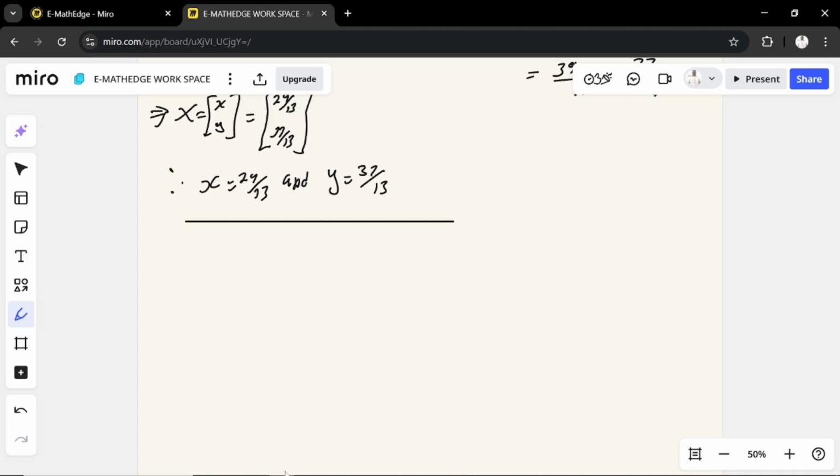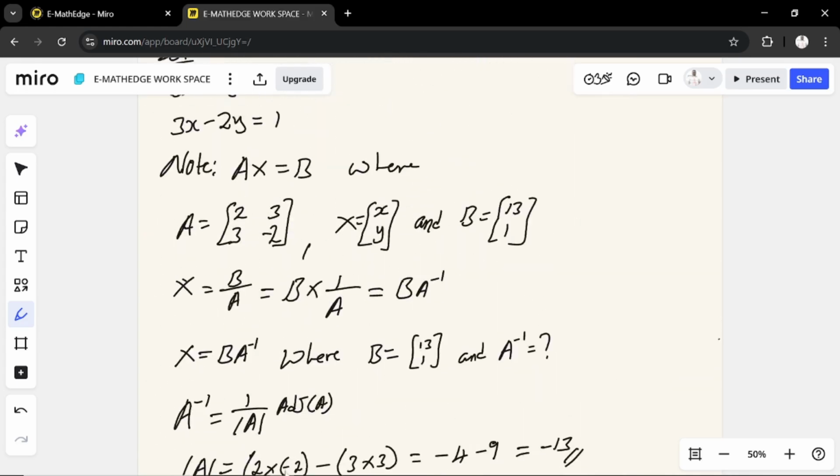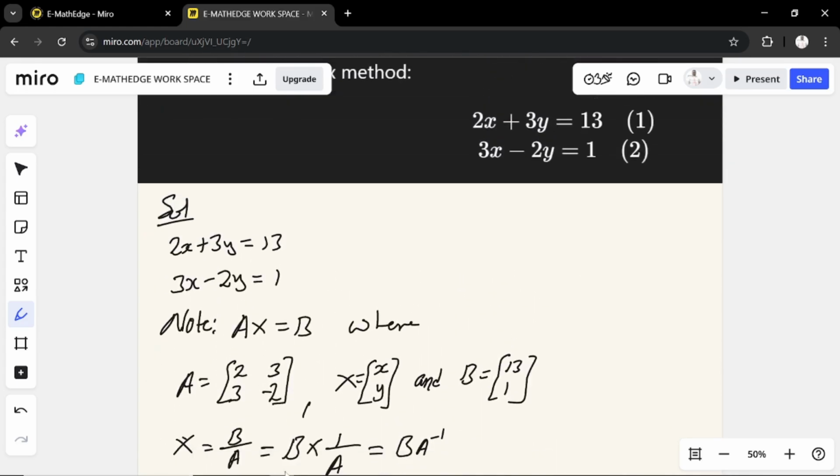So to further go ahead and check if our answer is correct, all we are going to do is to substitute this value of X and Y into any of the initial equations which we have, either equation 1 or 2, and the left hand side must be equal to the right hand side. So let's go ahead and check. So what is the initial equation we have? We have 2x plus 3y equal to 13, or 3x minus 2y equal to 1, whichever one we use. We are supposed to have the left hand side equal to the right hand side. So let's go ahead and pick the first one and use.